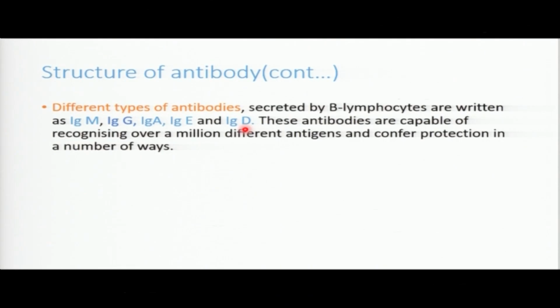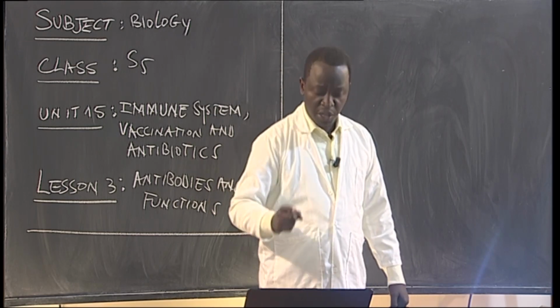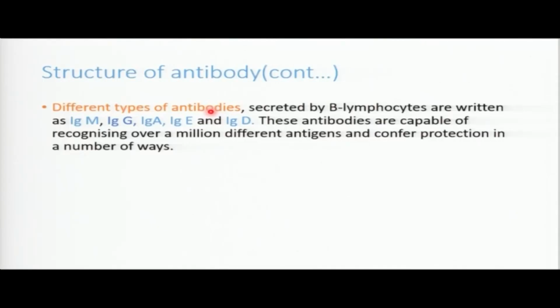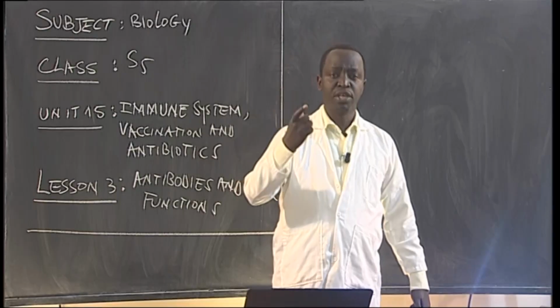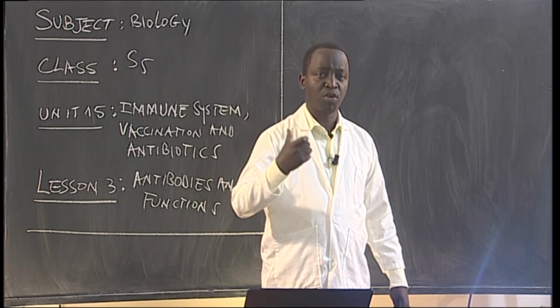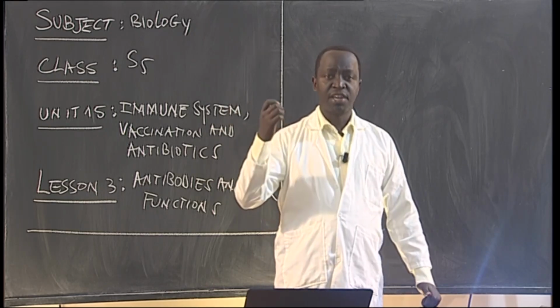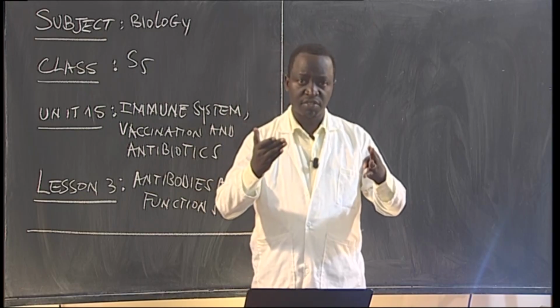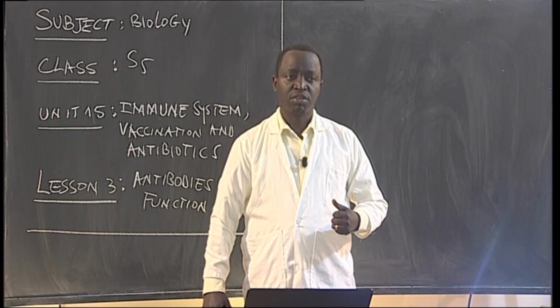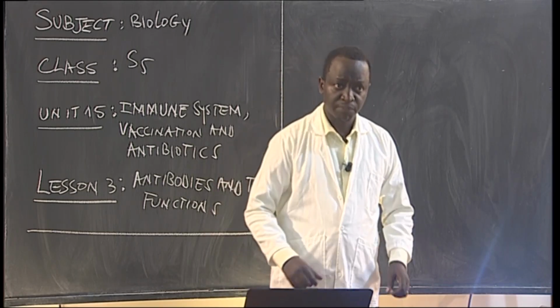They get their names according to the number of disulfide bonds, and also how they are arranged, their structure. And remember, all these types of antibodies are secreted by what you call B lymphocyte cells. Remember, we have lymphocytes, which are one of the white blood cells, and the B lymphocyte is the one that deals with the production of antibodies. So those are the antibodies you are having.